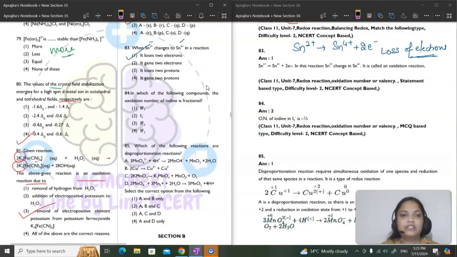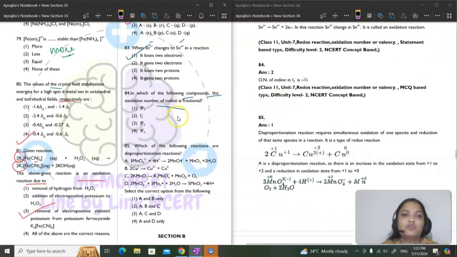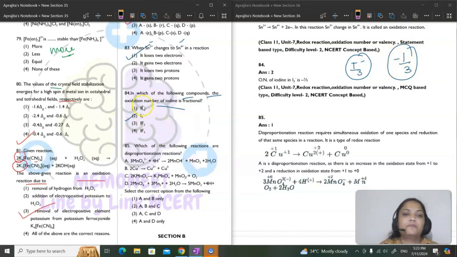Next question 84. In which of the following compounds the oxidation number of iodine is fractional? In I3 minus, if I want to find out the oxidation number, it will be minus 1 by 3. So in this case the oxidation number of iodine is fractional. The answer is option 2.